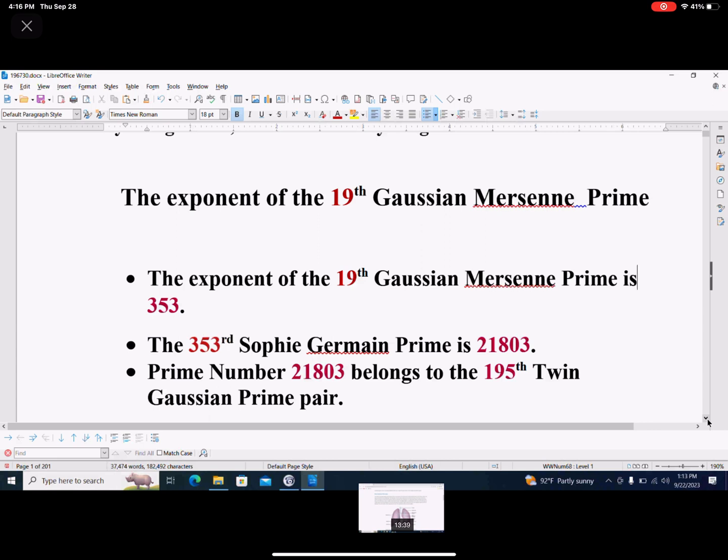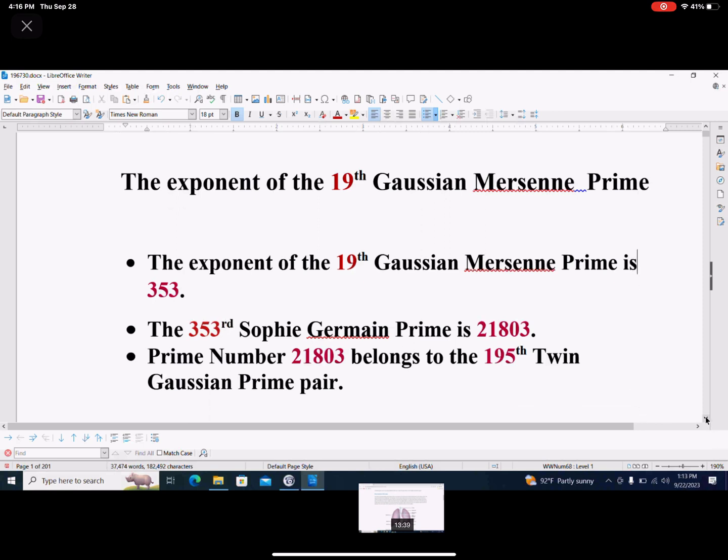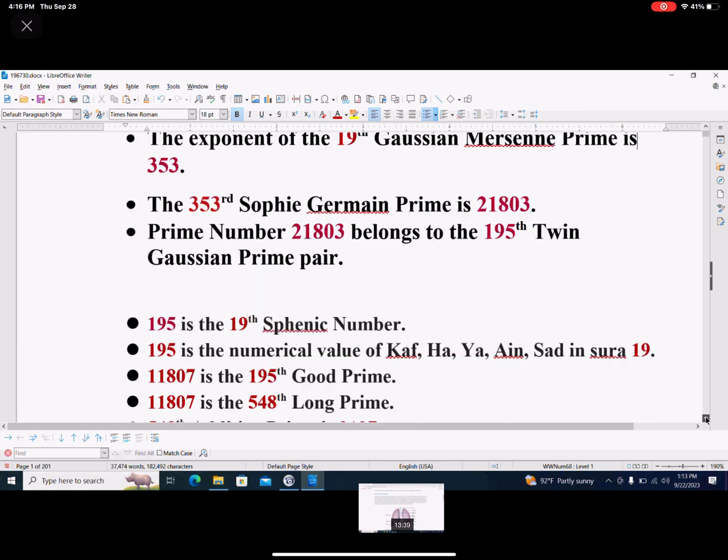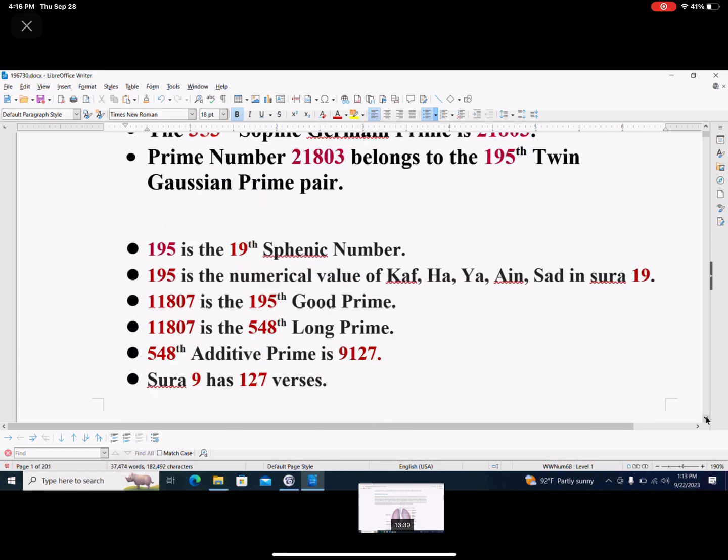It goes back to, again, Gaussian prime and Gaussian Mersenne prime. 195 twin Gaussian Mersenne prime. Okay, so now let's see what happens now. The 195 happens to be the 90th sphenic prime. 195 is the numerical value of Kaf, Haya, and Sad in Surah 19. 11807 is the 195th good prime. 11807 is the 548th long prime. 548 additive prime is 9127.